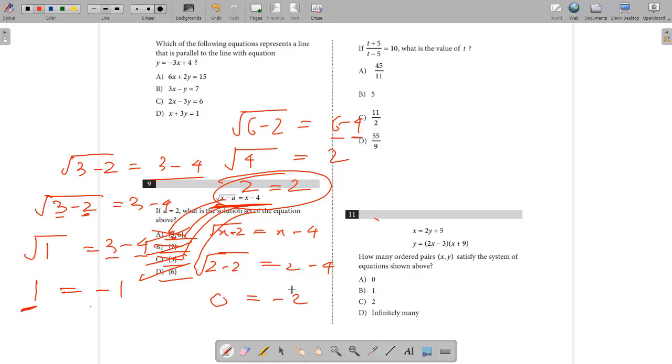Okay. Now let's move to question number 10. Sorry, I was just sitting here waiting, and I was supposed to read it. So if t plus 5 over t minus 5 equals 10, what is the value of t?